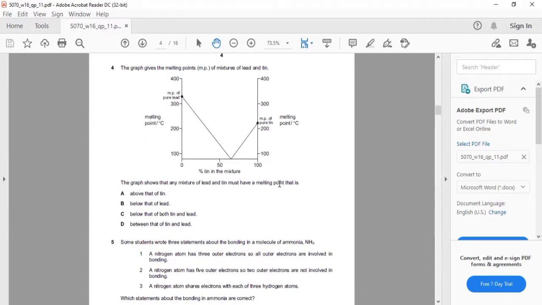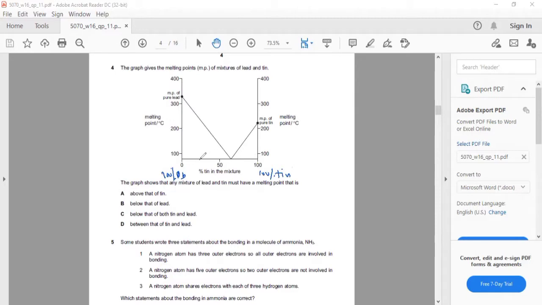This is an old question repeated two or three times. Most of the students don't get this answer because they have not studied this. This is 100% lead. This is 100% tin, no lead.